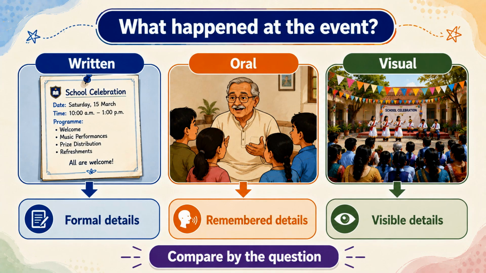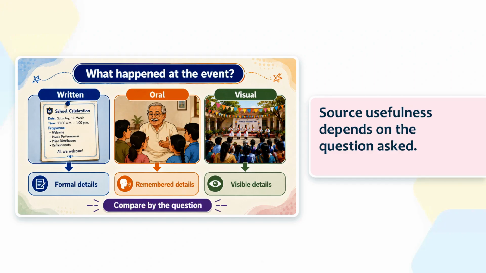The written notice was made for a particular purpose, so it focuses on formal event details. The oral recollection preserves what the speaker remembers, while the visual source records what can be seen in the represented scene. None of those forms automatically gives every detail. Comparing them by the same question helps us notice their different contributions without assuming that written words always deserve first place. The comparison works because the criterion stays the same.